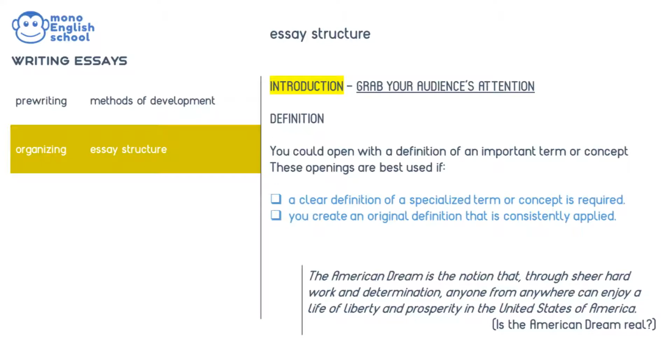Here is an example from an essay on the American Dream. The American dream is the notion that, if they are willing to work hard, anyone from anywhere can enjoy a life of liberty and prosperity in the United States of America. This works because people may have different notions, perhaps narrower or broader, of the American dream. This opening clearly defines the American dream as it is used in this paper. This defines the scope of the term, therefore clearing up any misunderstandings before they happen.